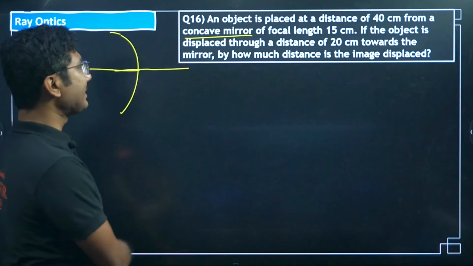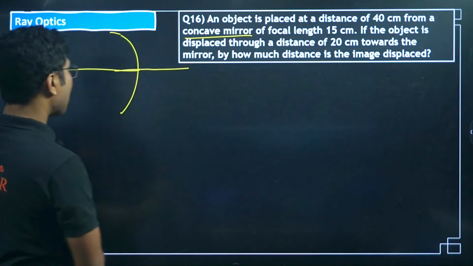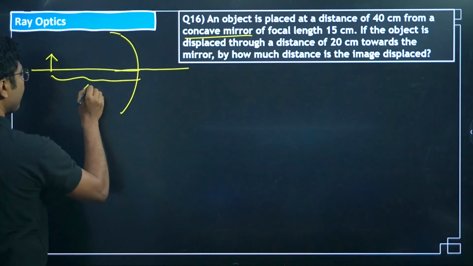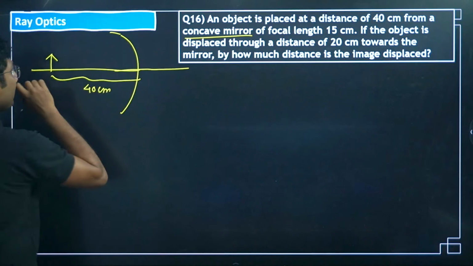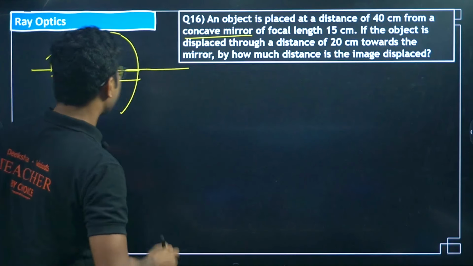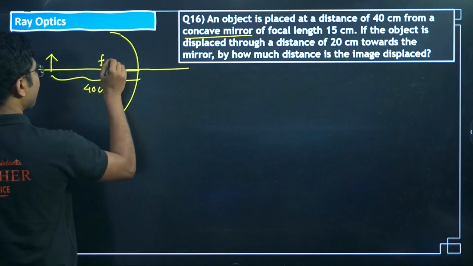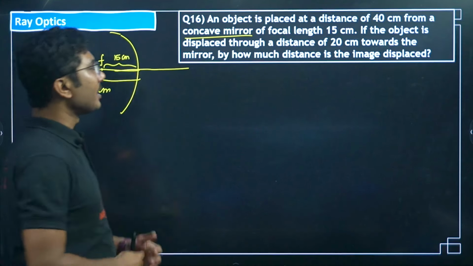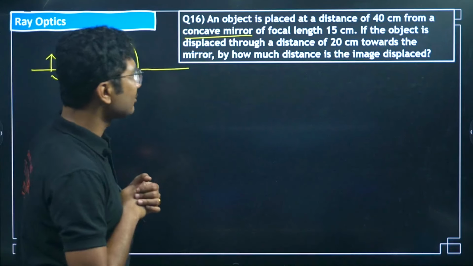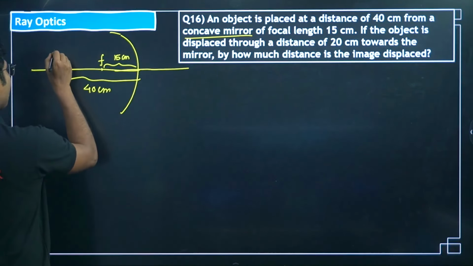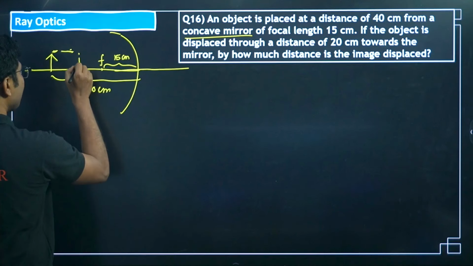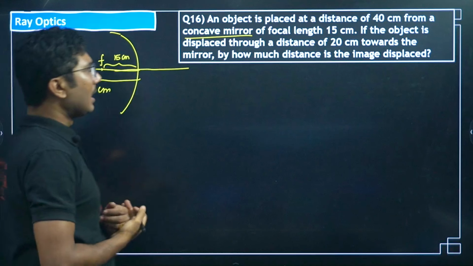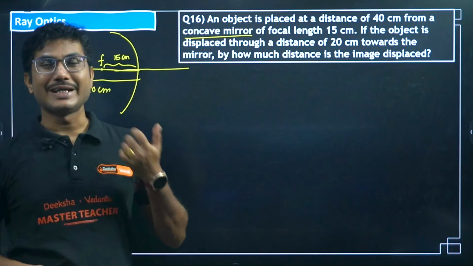An object is placed at a distance of 40 centimeter from a concave mirror of focal length 15 centimeter. So, the focal length of the concave mirror is given as 15 centimeter. If the object is displaced through a distance of 20 centimeter towards the mirror, you take this object and displace it towards the mirror by 20 centimeter. By how much is the distance of the image displaced?